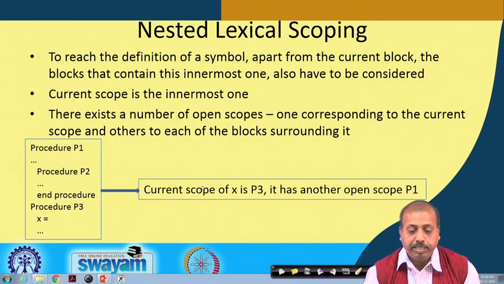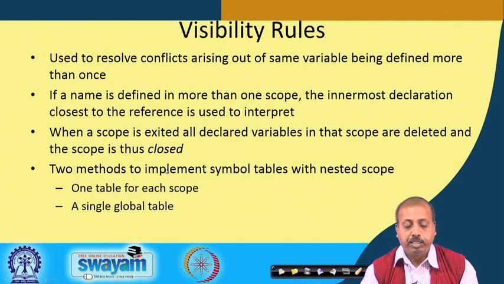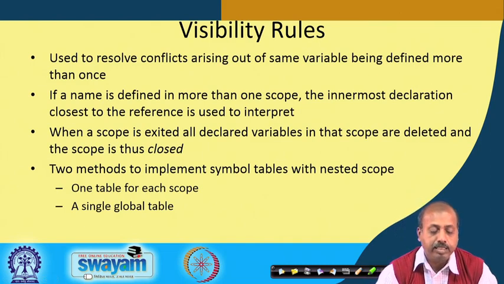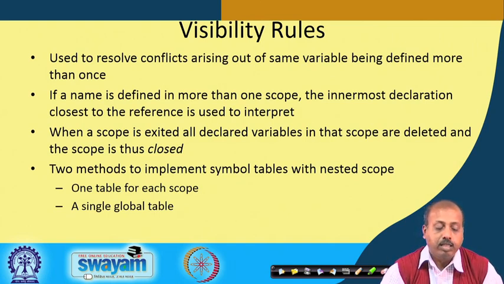So, this way the nested lexical scoping is defined, and there are some visibility rules. These are used to resolve conflicts arising out of the same variable being defined more than once, and if a name is defined in more than one scope, the innermost declaration closest to the reference is used to interpret. So, this is actually the tie breaking rule.